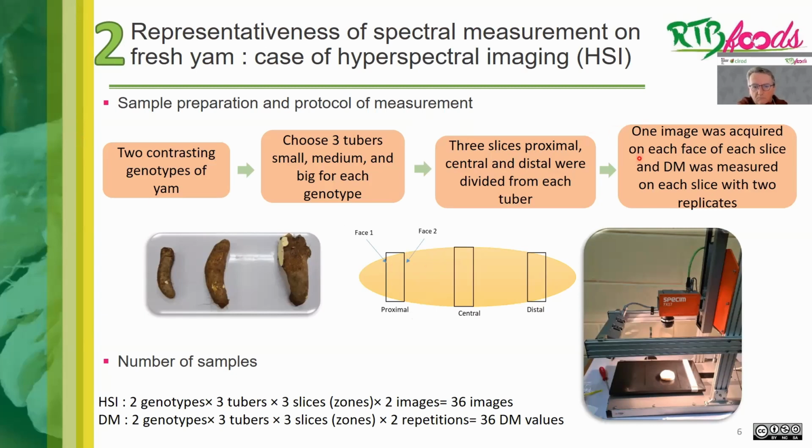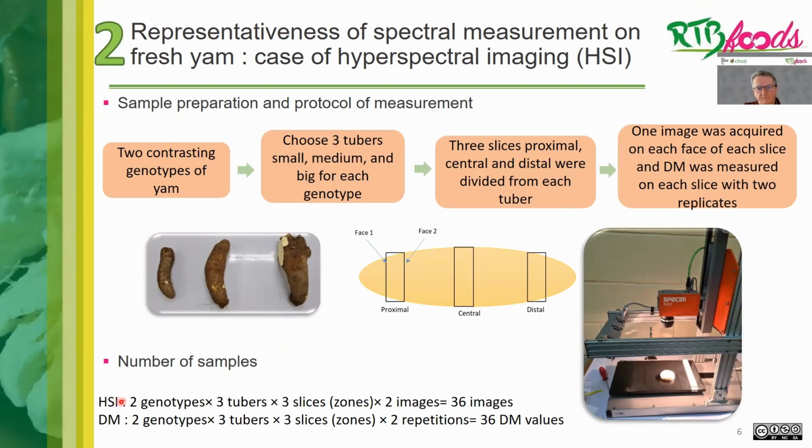And then we take one hyperspectral image on each face of each slice. That means we take one here and one here. And we also measure dry matter on each slice in 2 repetitions. Okay, 2 replicates, and using this camera, as you can see, the number of samples that we produce from this experiment.